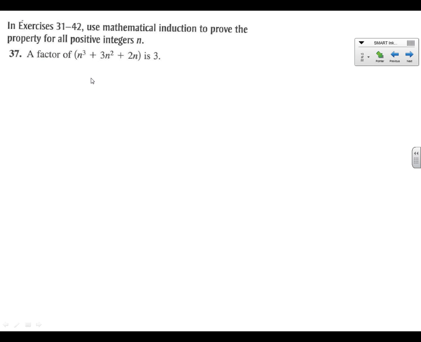See if you can use similar thinking here. I know this gets a little convoluted and confusing. We'll go over it in class, but do your best. See if you can prove that a factor of n cubed plus 3n squared plus 2n has to be 3.